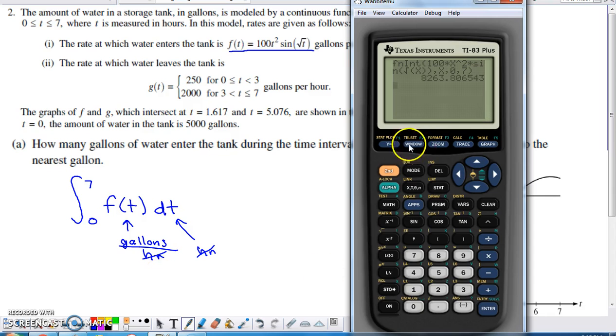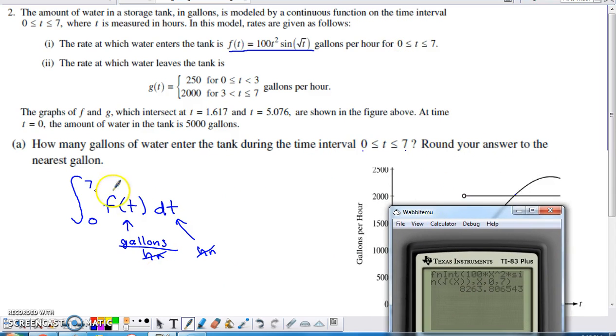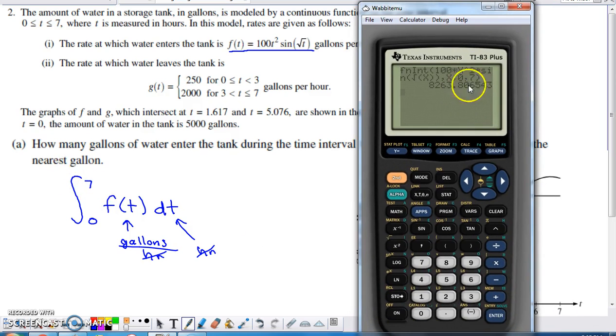too long. And then we would just round that to the nearest gallon, I think, right? It does say round to the nearest gallon here, so we'd be looking at 8,264 gallons entering the tank over the course of the time frame from 0 to 7.